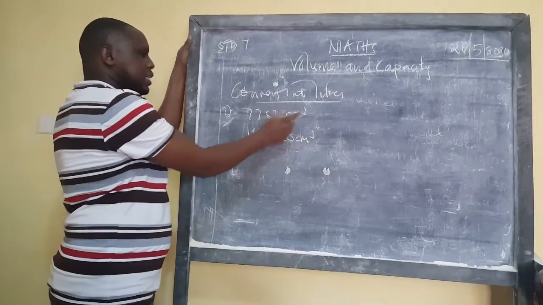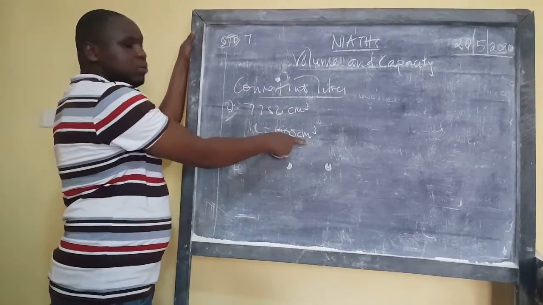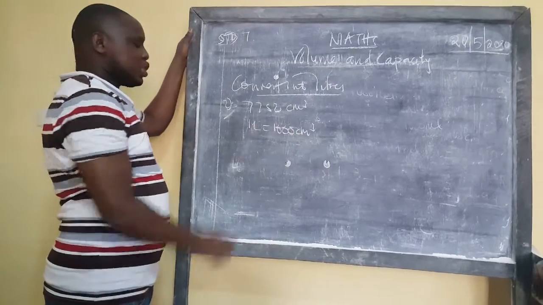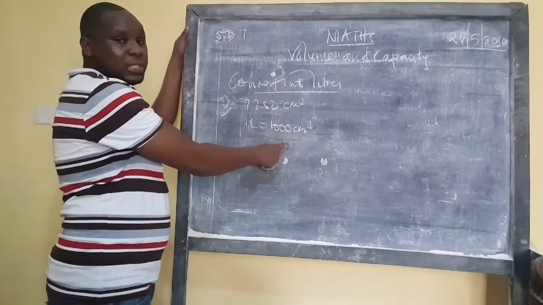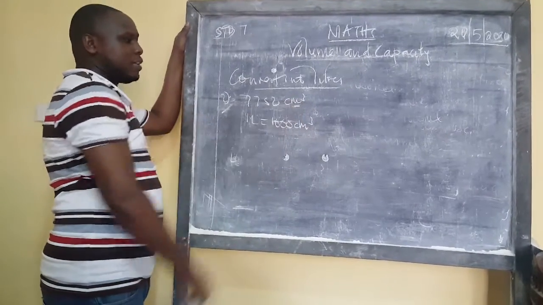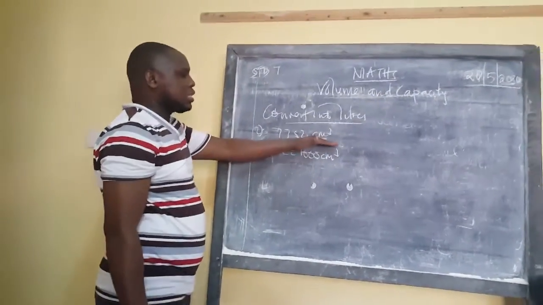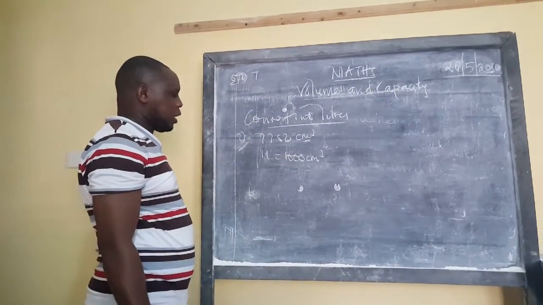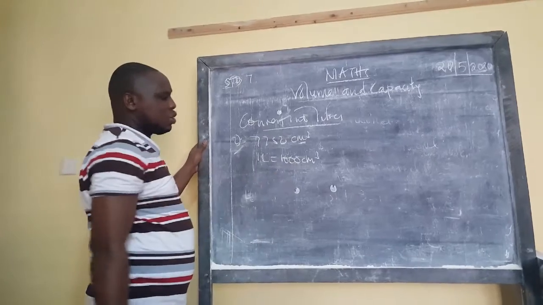Because you're converting this into liters, the relationship should be liters versus cubic centimeters. There's no way you can say 1 liter cubed is equal to 1,000 liters. In this case, you have centimeters cubed here, so you take the units that you have and what you are converting to, and pick the relationship that you're supposed to use. So 1 liter is equal to 1,000 cubic centimeters.